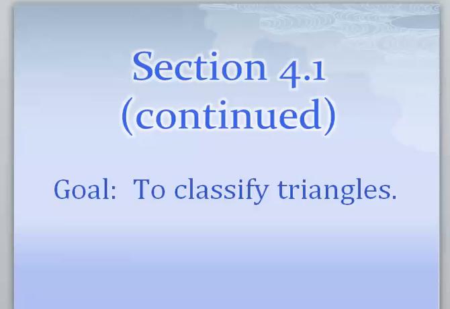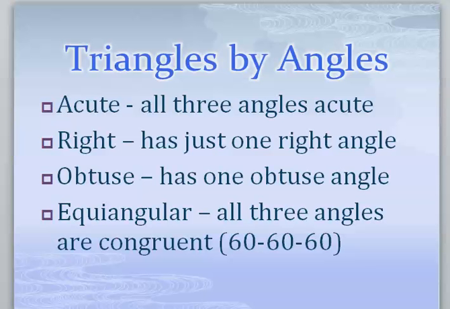The second half of section 4.1, we're going to talk about different ways to classify triangles and properties of different triangles. The first way we can classify triangles is by angles. We have acute triangles where all three angles are acute. They're all three less than 90.